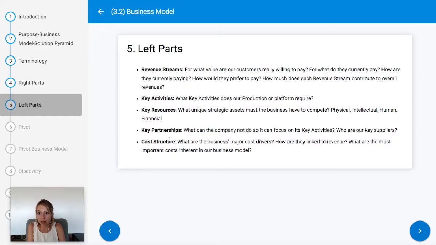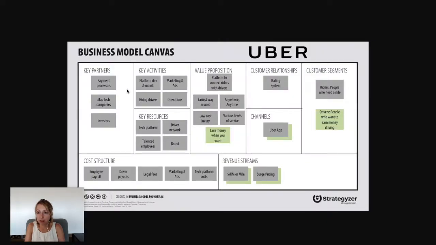Okay, then we have key partnerships. What can the company not do, so it can focus on its key activities? Who are our key suppliers? Depending on your area, key partners are a very important part, because here, for instance, you have investors, market companies, payment processors. Without these key partners, Uber could not work, and it's very important to think about them and to take them into account for building our whole business model.